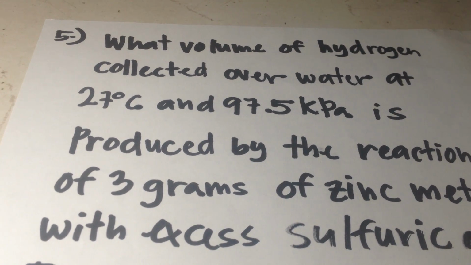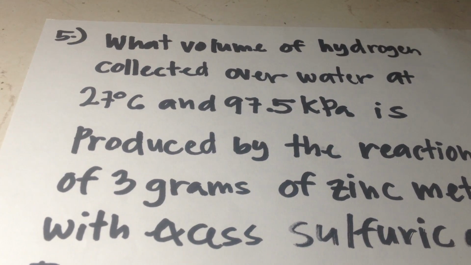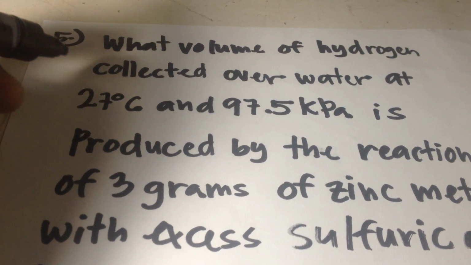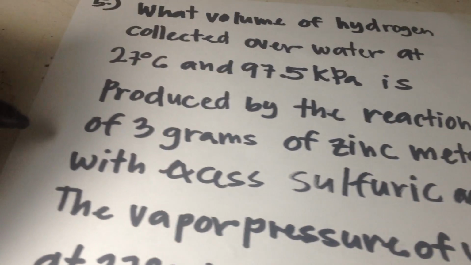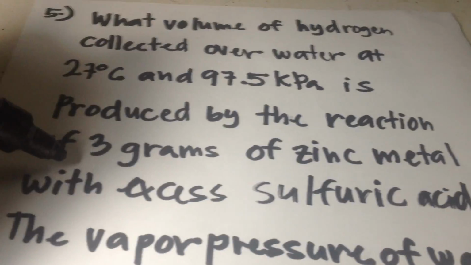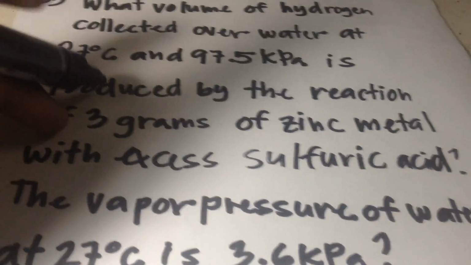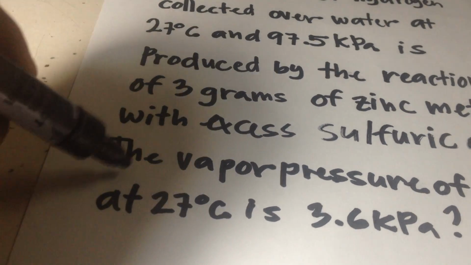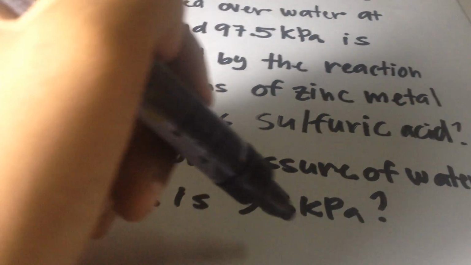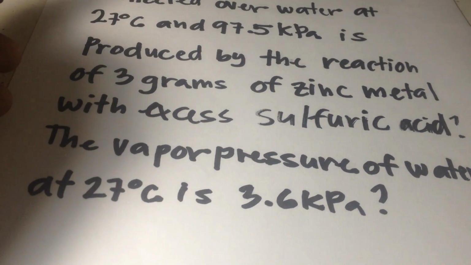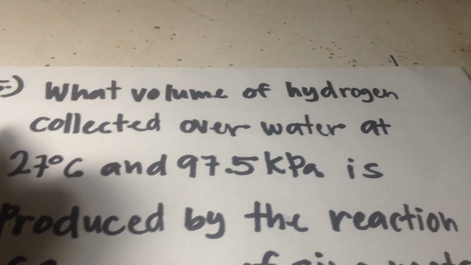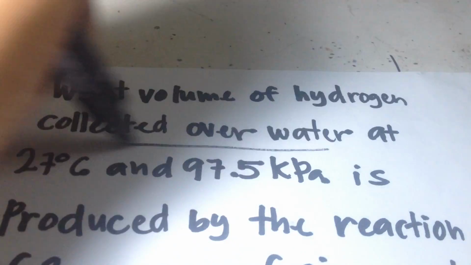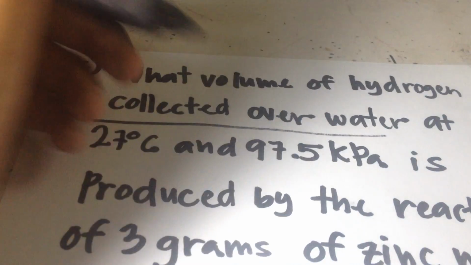So what volume of hydrogen collected over water at 27 degrees Celsius and 97.5 kilopascal is produced by the reaction of 3 grams of zinc metal with excess sulfuric acid? The vapor pressure of water at 27 degrees Celsius is 3.6 kilopascal. So, this is a mass volume problem. It looks like Dalton's law of partial pressure because we have collected over water here and we have a pressure here.